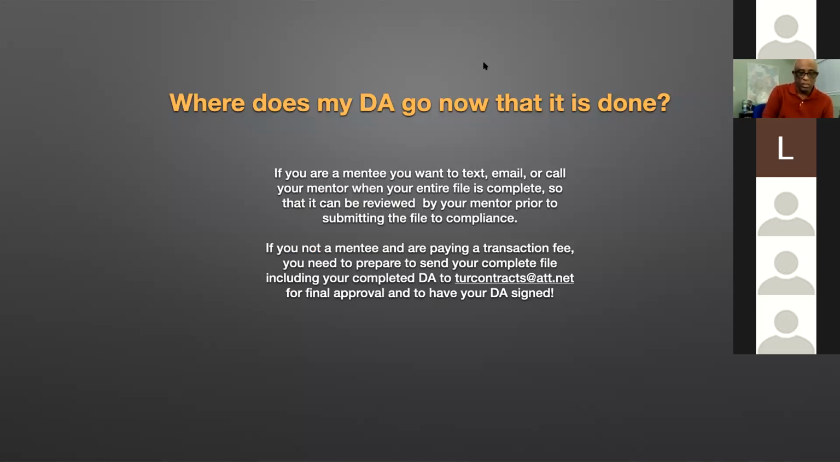So now that you've done your DA and it's all finished, what do you do with it? If you're a mentee, you want to make sure to text, email, or call your mentor when your entire file is complete so that they can review it prior to submitting it to compliance for approval. If you're not a mentee and you're paying a transaction fee, you need to prepare to send your complete file, including your completed DA, to turcontracts@atnt.net for final approval and to have your DA signed.